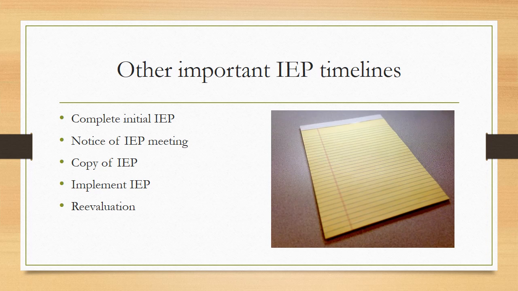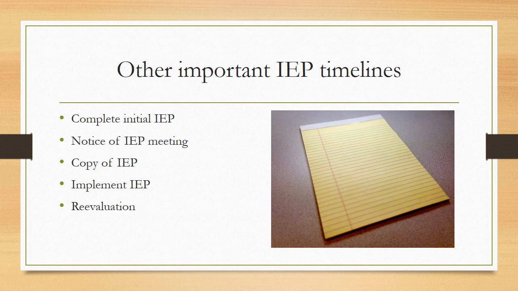Once a student has been considered eligible for special education services, there are some very specific timelines to follow. In Illinois, an initial IEP is written within 30 calendar days of eligibility, and it cannot be written any later than 60 school days after consent of the parents. The notice of the IEP meeting must be sent home 10 calendar days prior to the meeting.